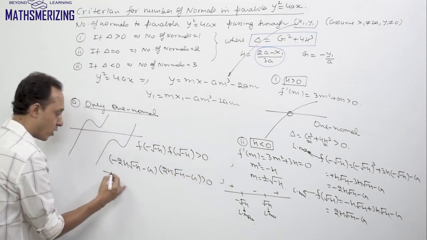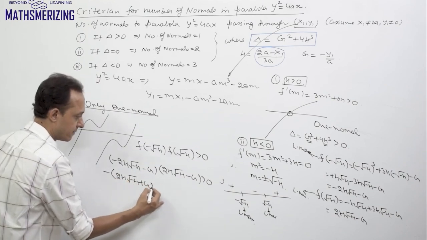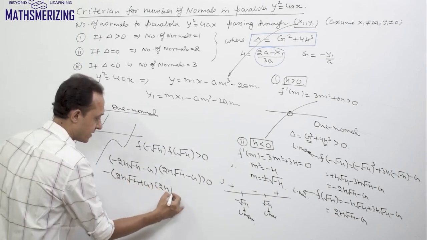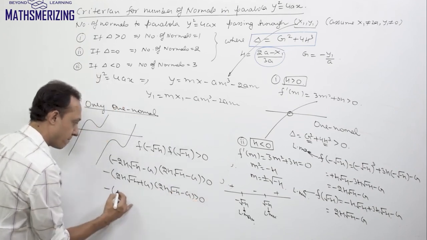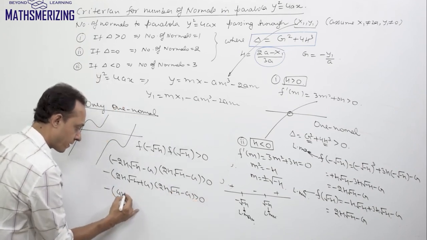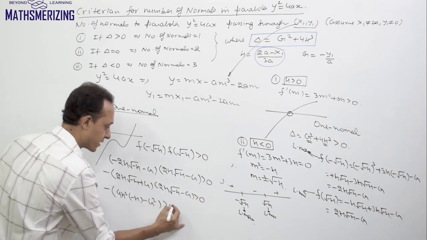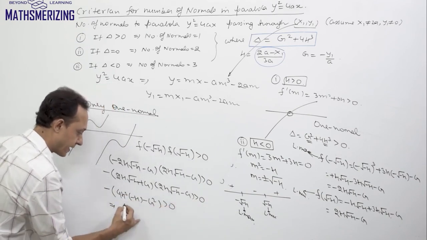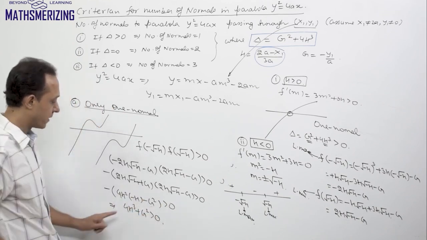So I'll take this minus sign common. I'll write twice h under root of minus h plus g and twice h under root of minus h minus g should be greater than 0. So I'll write minus, and then it will be 4h square into minus h and then minus g square should be greater than 0. So if I multiply this minus sign, I'll get 4h cube plus g square and it should be greater than 0.